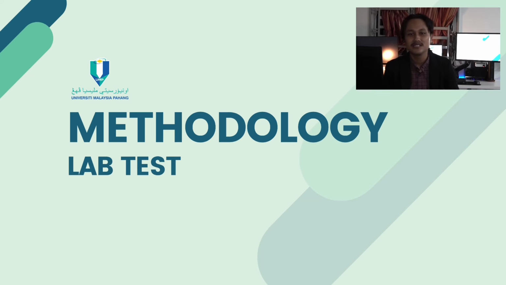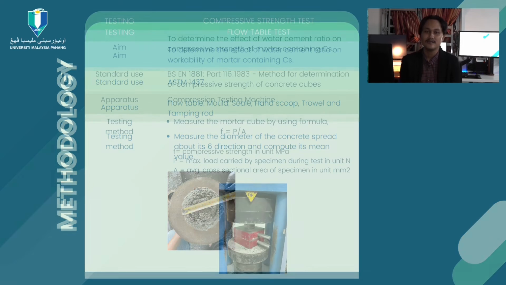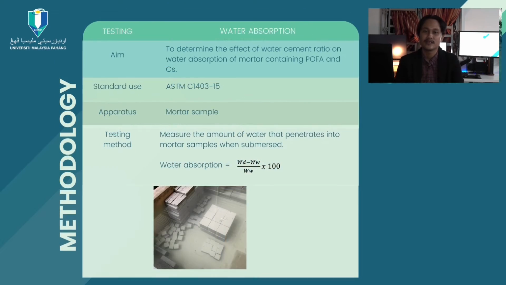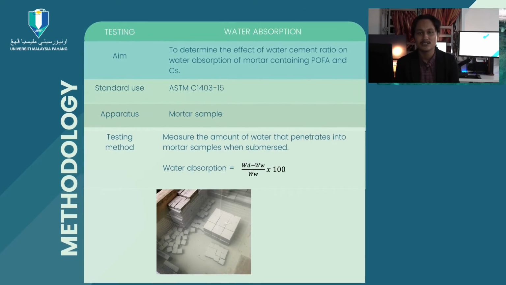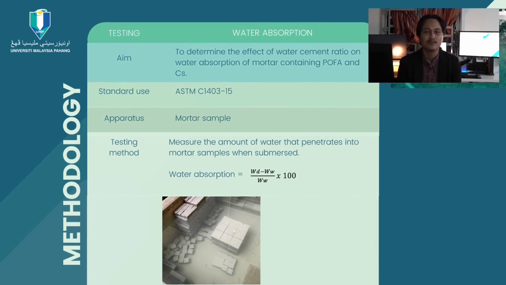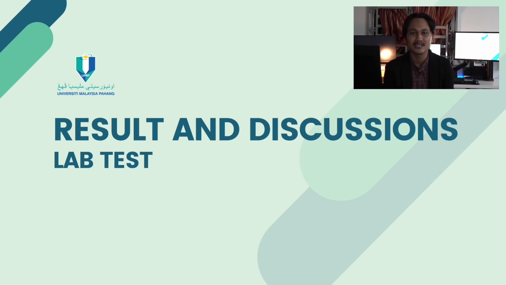Okay, next is methodology lab test. Flow table test is to determine the effect of water cement ratio on workability of mortar containing cockle shell. And compressive strength test is to determine the effect of water cement ratio on compressive strength of mortar containing cockle shell. And the water absorption test is to determine the effect of water cement ratio on water absorption of mortar containing cockle shell. Okay, this is the workflow, and go to result and discussion lab test.